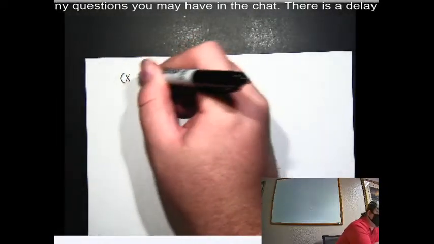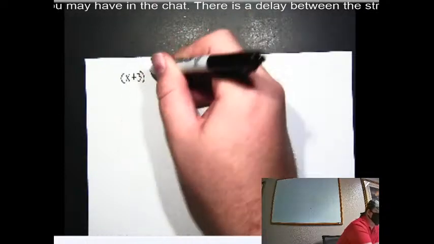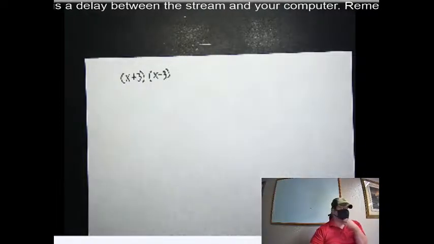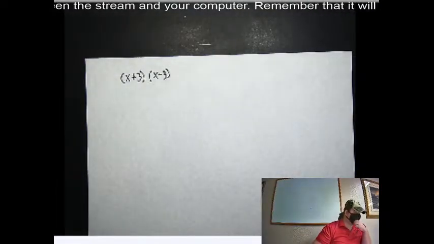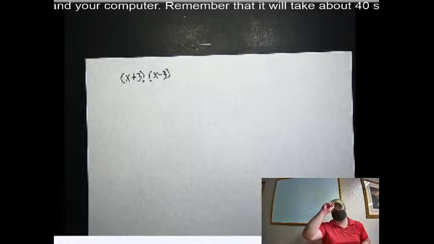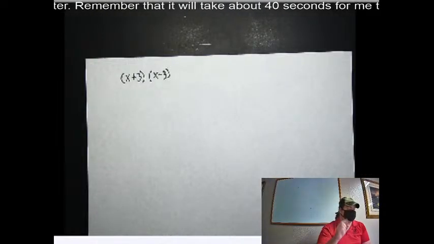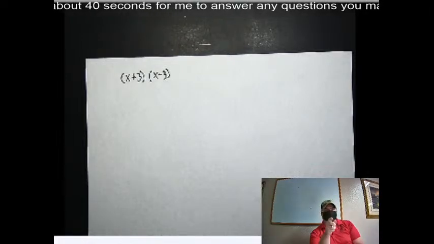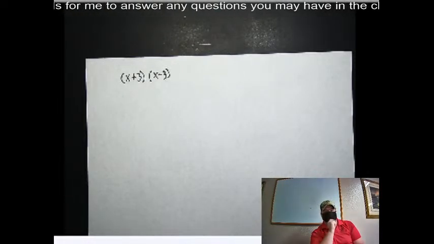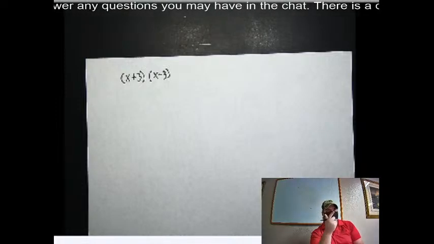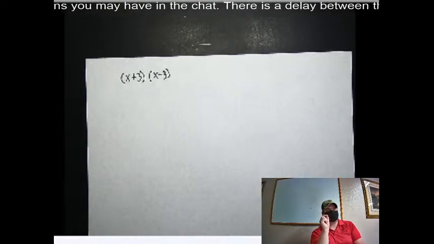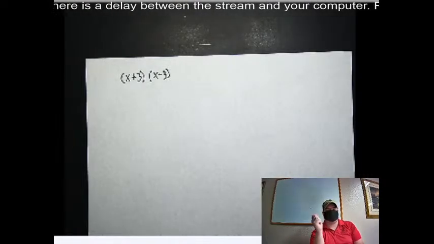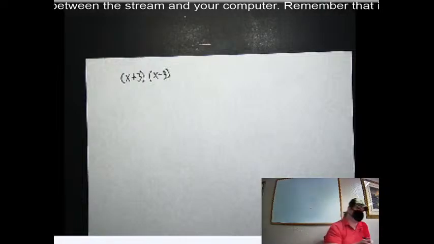Let's say we have x plus 3 times x minus 3. Not completely, but they are going to cancel in a certain spot. It's a good idea. So these are mostly the same, but what is different? What is the one thing that's different? The signs. So we have x and we have 3 in both of them, but one of them we have a positive 3, one of them we have a negative 3. So let's see what happens when we multiply these.